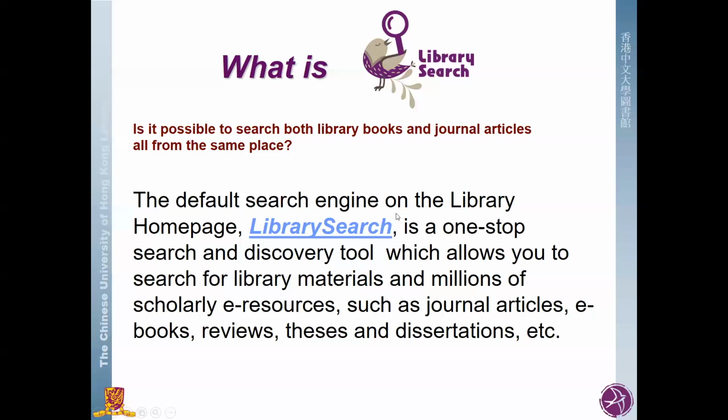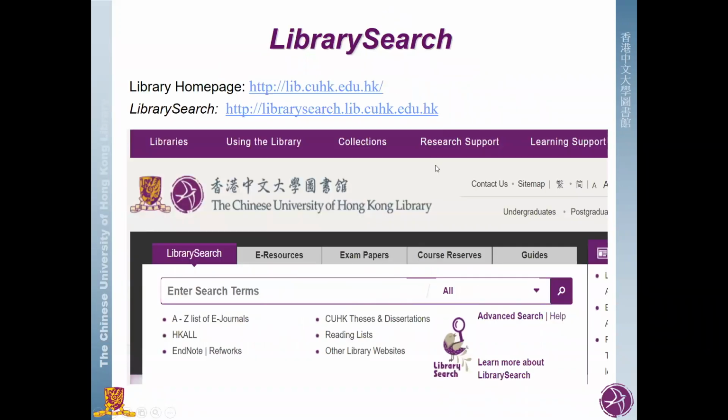This is the default search engine on the library homepage. It's a one-stop search. It can help you discover all the library materials and millions of scholarly e-resources, journal articles, books, reviews, etc. So this is the search we use for searching library materials in CUHK.